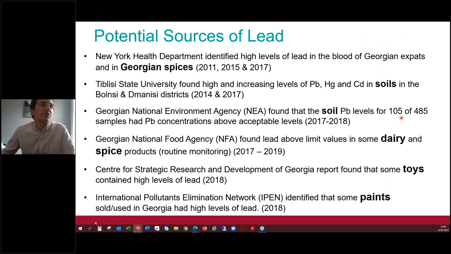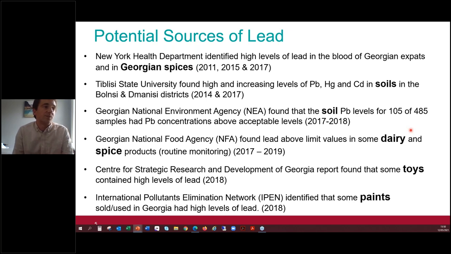So looking at potential sources of lead in children in existing literature, there are a few potential sources. The New York Health Department has previously identified high levels of lead in Georgian expats living in New York, and they also found high levels of lead in Georgian spices. A couple of soil surveys in Georgia found that lead levels were elevated in some areas and are found to be increasing in some locations also.